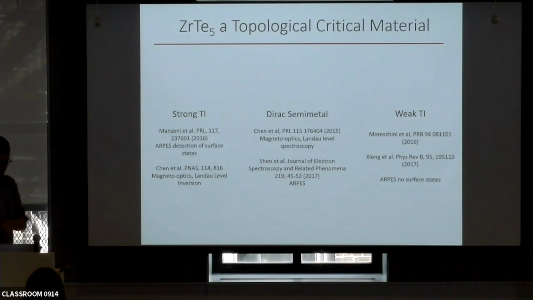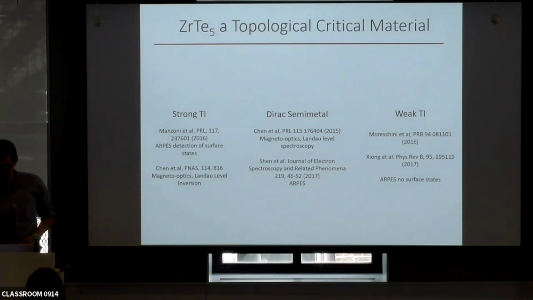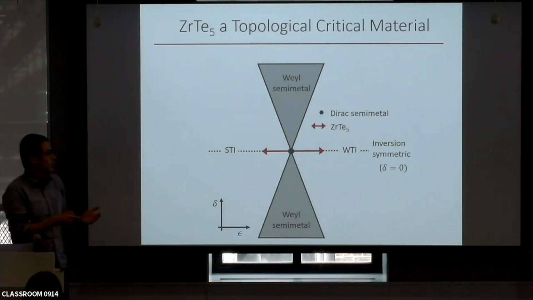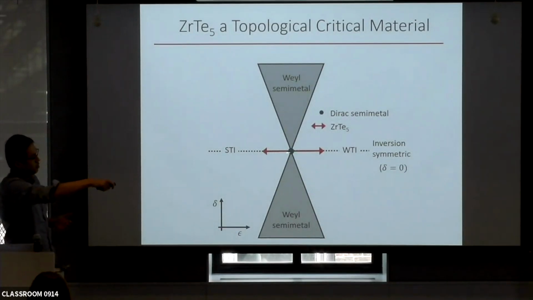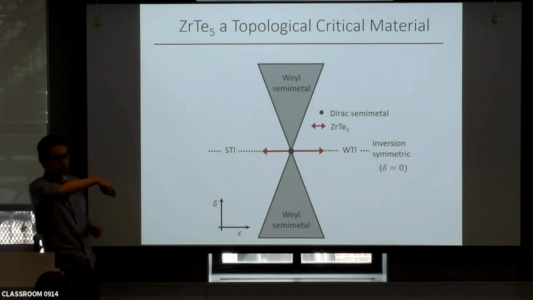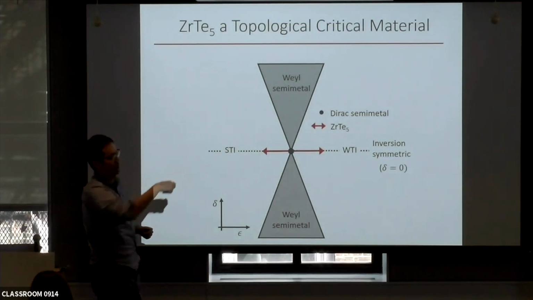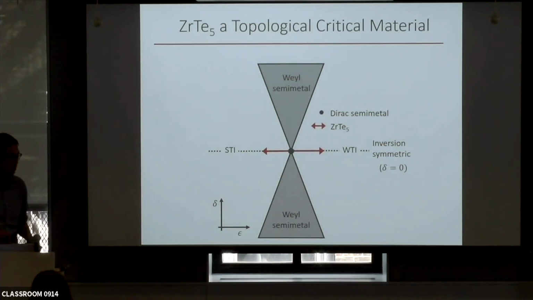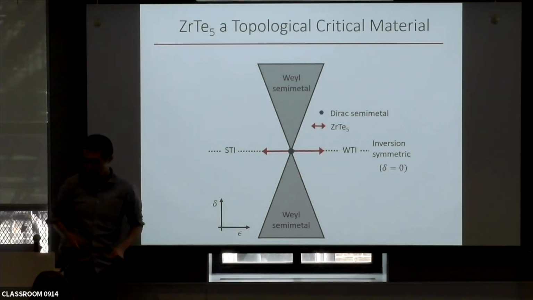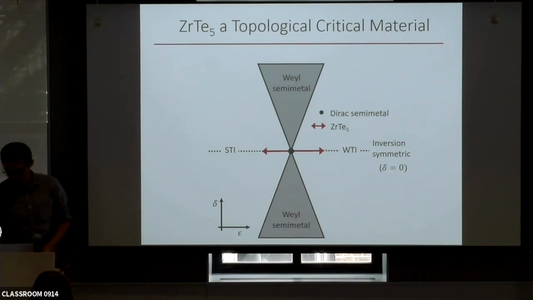So what is zirconium tellurium 5? Actually, it is not a confused material. It is a critical material. It is a topological critical material that, in some sense, is living close to this special critical point in this universal topological phase diagram, where you have a tunable parameter controlling the band inversion, changing from strong topological insulator to weak topological insulator, and then a vertical axis controlling inversion symmetry breaking that drives the system into a Weyl metal as you get close to this topological critical point. We think that zirconium tellurium 5 is living very close to this area, so it gives rise to a lot of interesting properties.